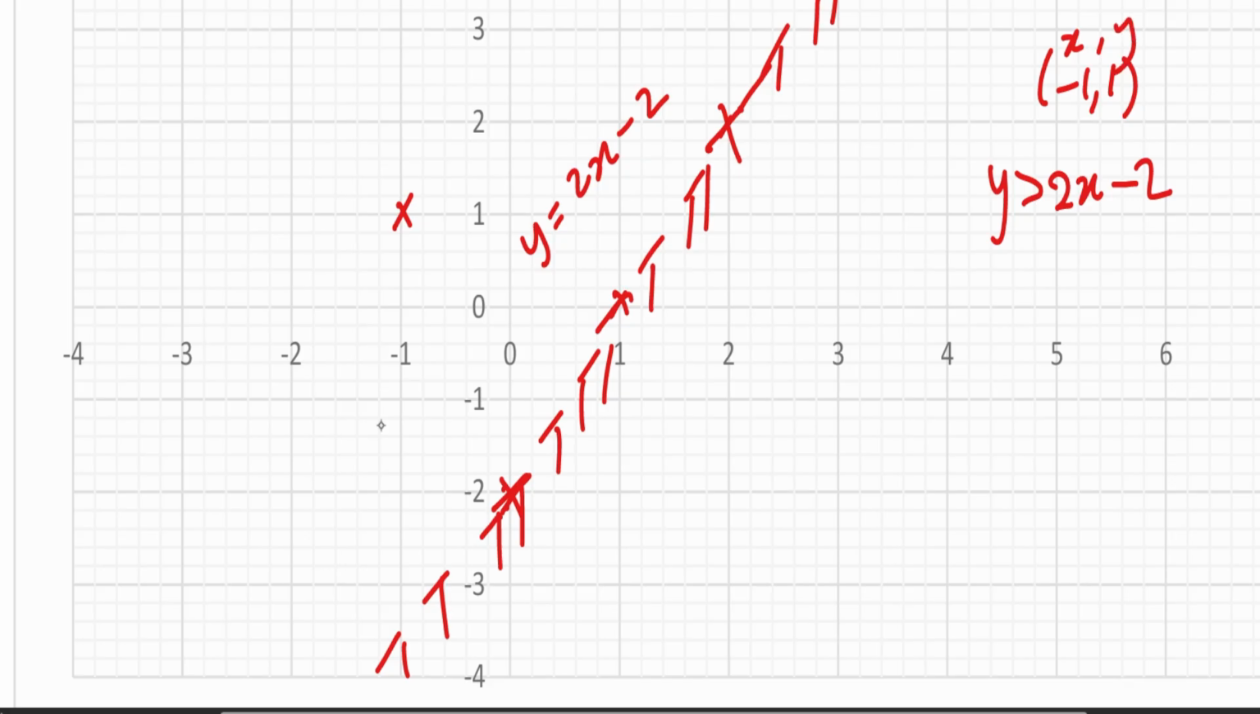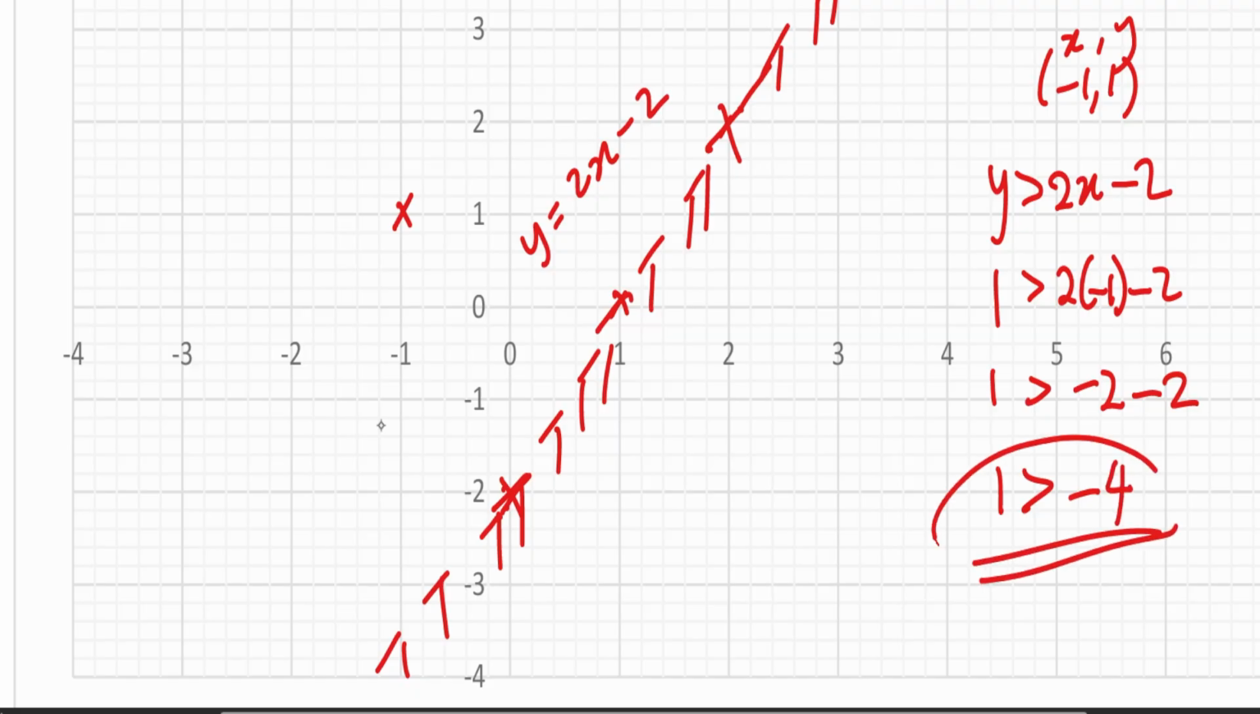So this is x, this is y. For the x part, it's 2 times -1 minus 2, and y obviously is 1. So 2 times -1 gives you -2 minus 2, so 1 greater than -4. Is this inequality correct? Yes, it is correct. So therefore you require the upper region, and you won't shade the upper region, but instead you shade the unwanted region, which is at the bottom. That's why we shade it there.